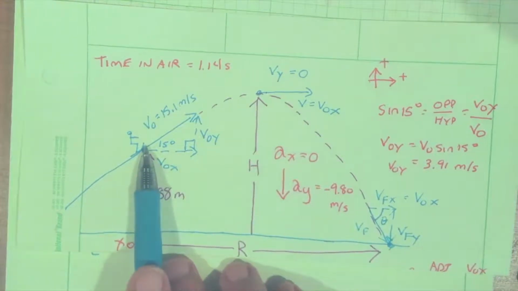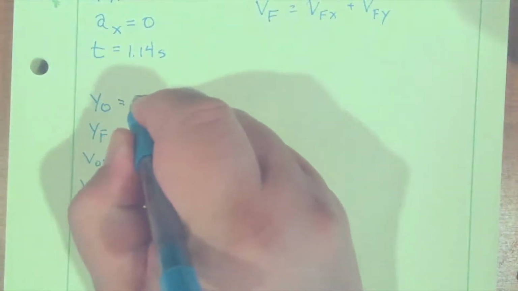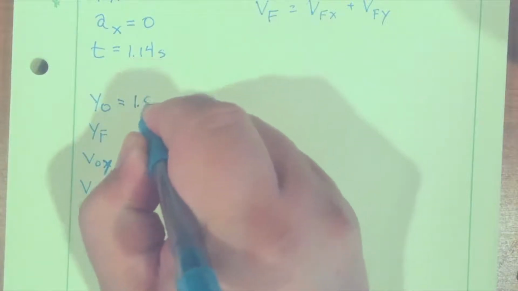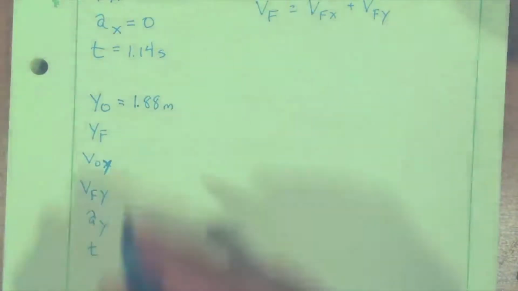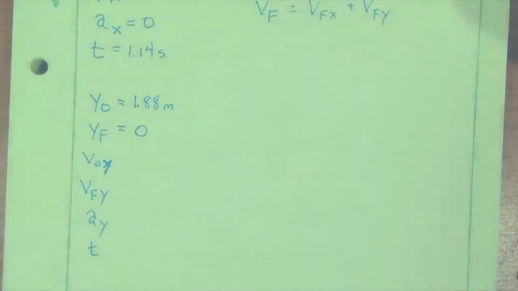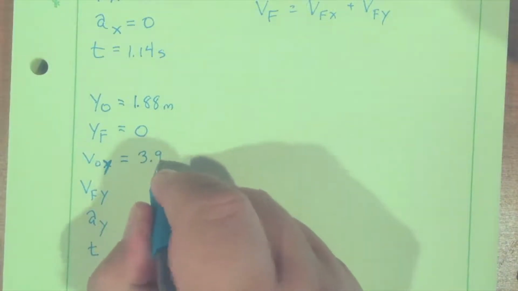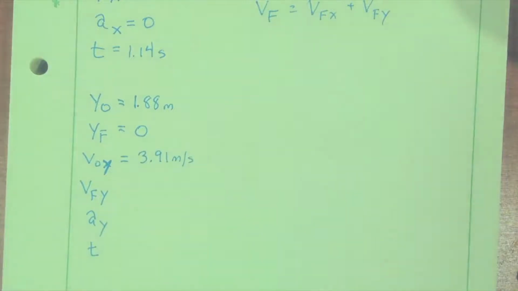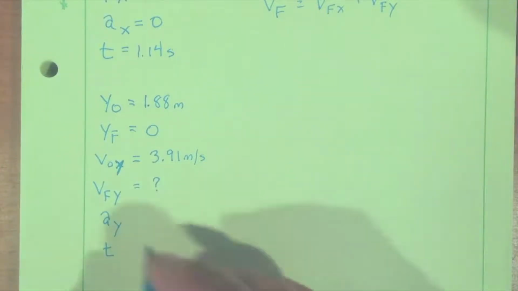So remember, we start out here 1.88 meters above the ground, and so our initial y position is going to be 1.88 meters. The final y position is going to be the ground, 0. The vertical component of the initial velocity, which we calculated at the very beginning, is 3.91 meters per second. And the final y velocity is what we need to know.